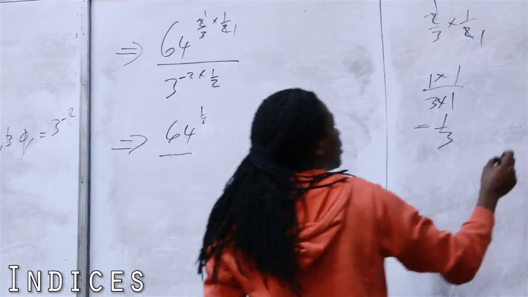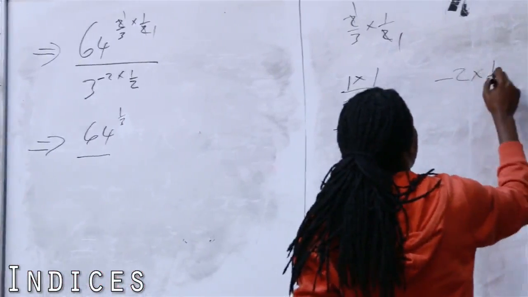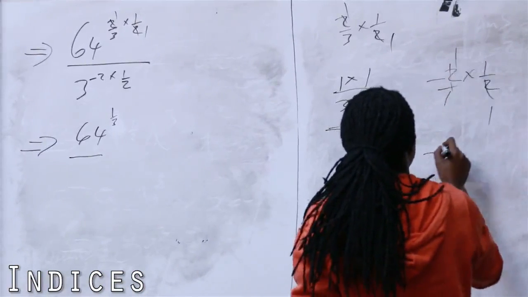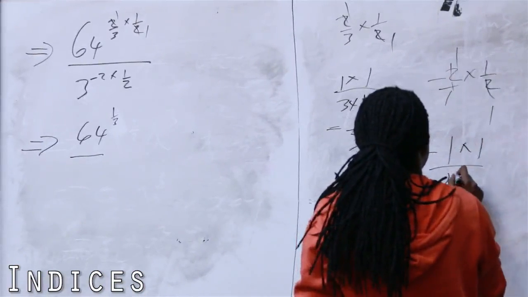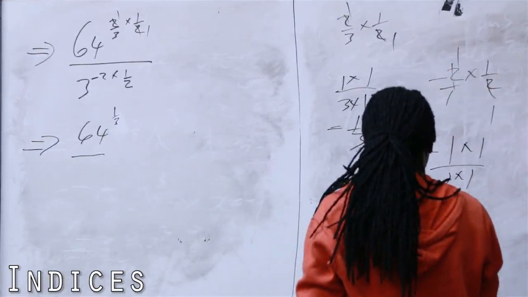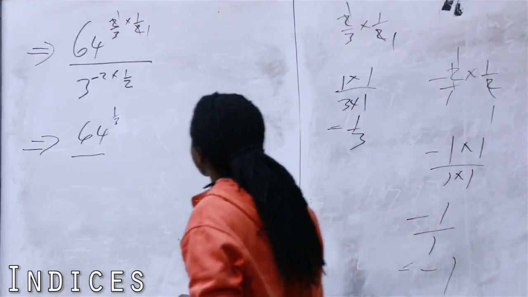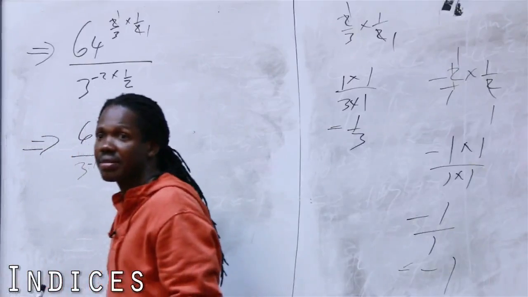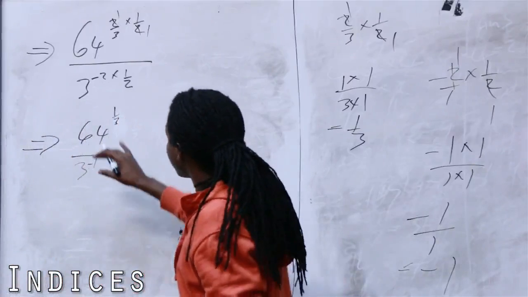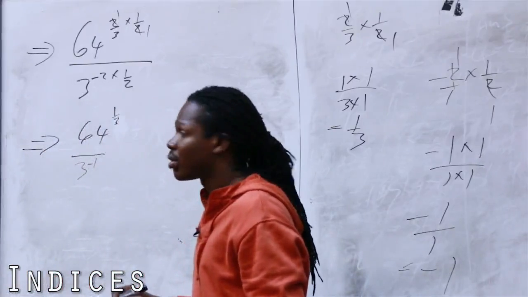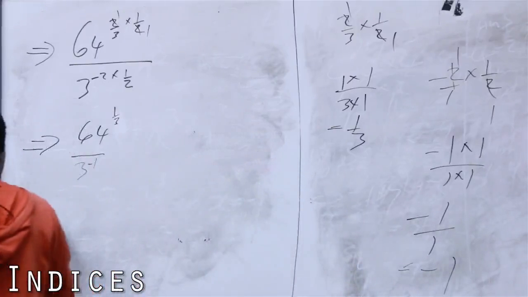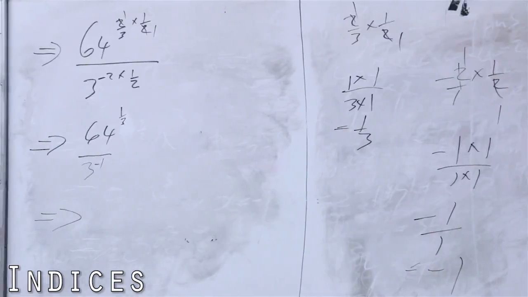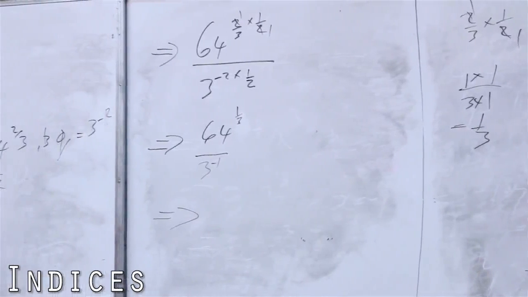Over -2 times 1/2, which is -2/1, that comes to -1 times 1/1 equals -1/1 equals -1. So equal 3 to the -1. You see that? So get rid of the bracket now. So we come now and say, this implies what to the 3rd power can give me 64?